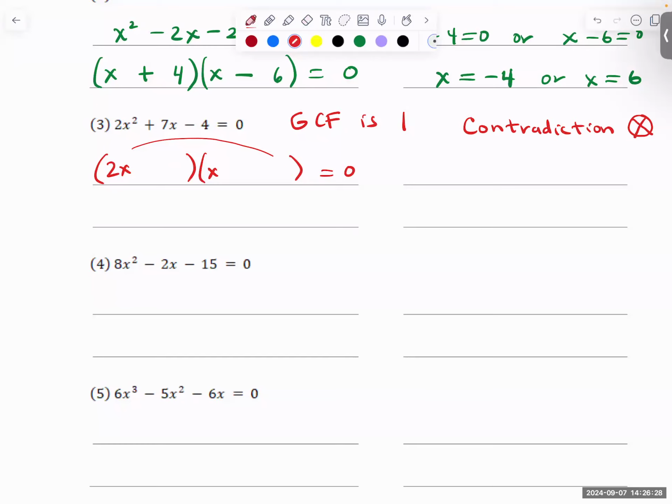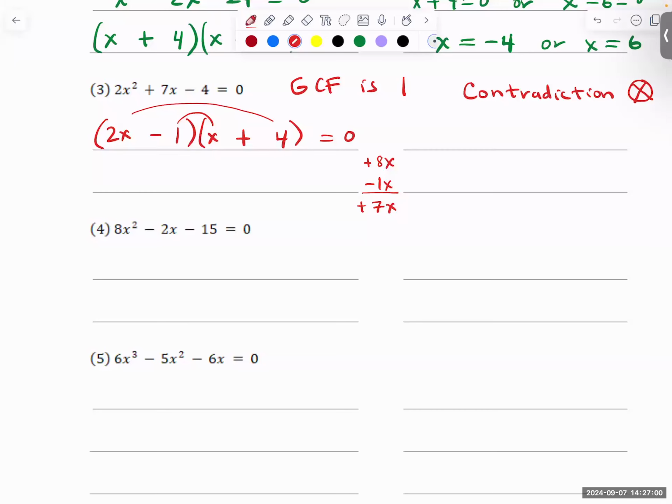All right, so let's try 1 times 4. The outer product is 8x. The inner product is 1x. And we must be able to multiply and get plus 7x as the middle term. Therefore, we need a plus 8 and a -1. So plus with 4 makes plus 8x, and minus with 1 makes -1x, and we do get -4 as well. So set each binomial equal to 0 and solve to find the two unique solutions.